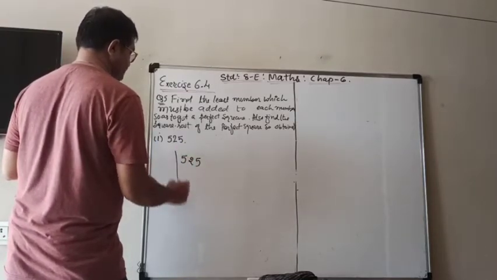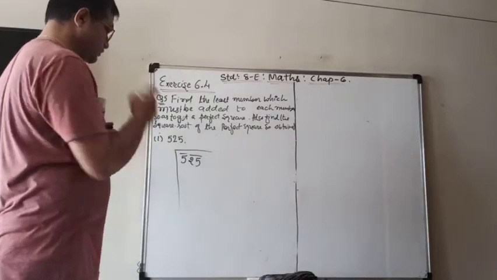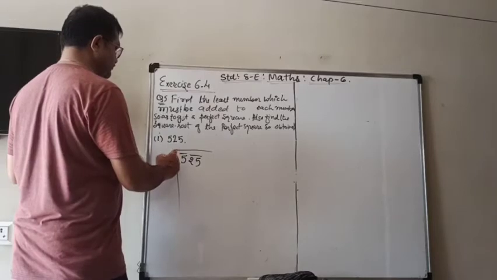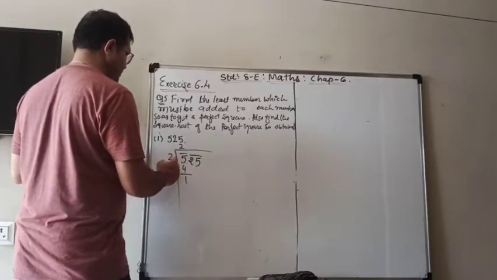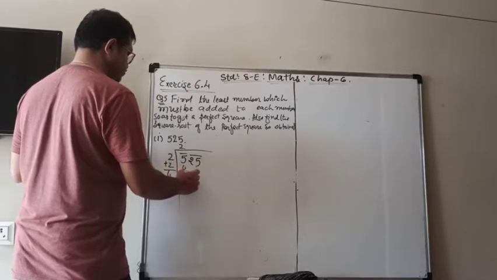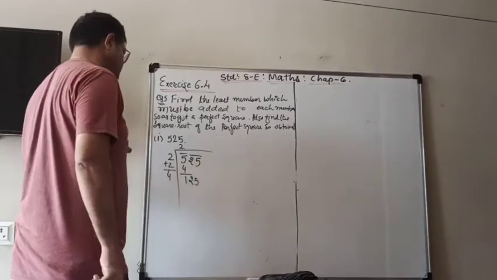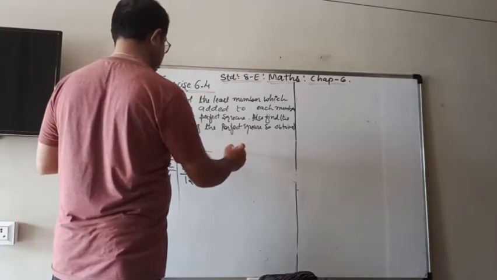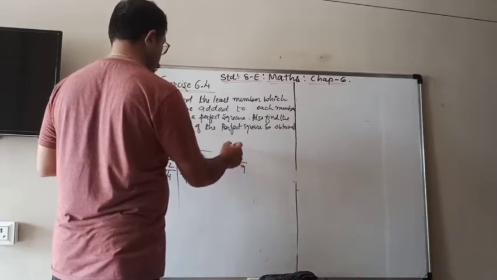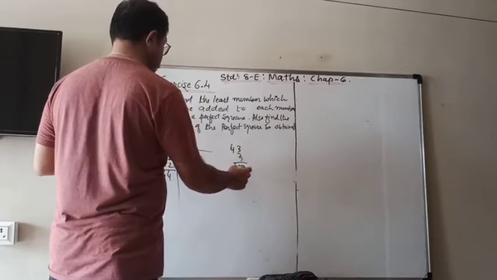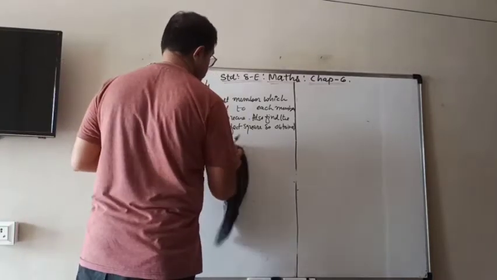5 and 25, and 5 is alone. 5 is alone, so 2 2s are 4. 5 minus 4 is 1. Then 25 comes down. Now 40, let's try 3: 3 3s are 9, 4 3s are 12. So that is 129, which is greater than 125. So we can't use that.